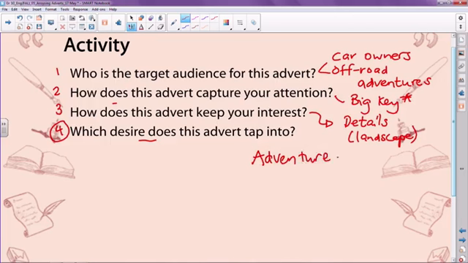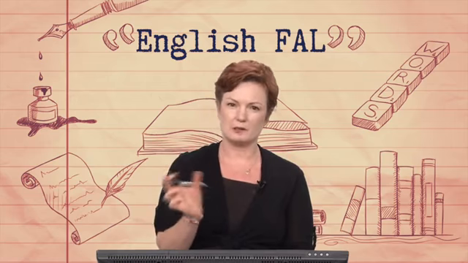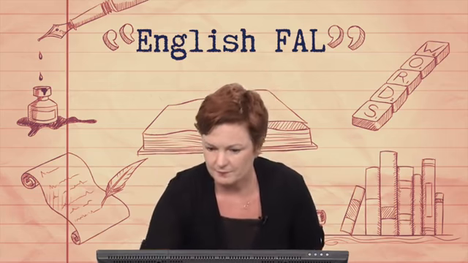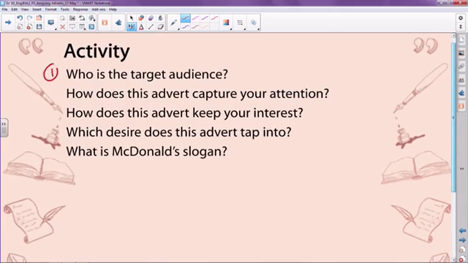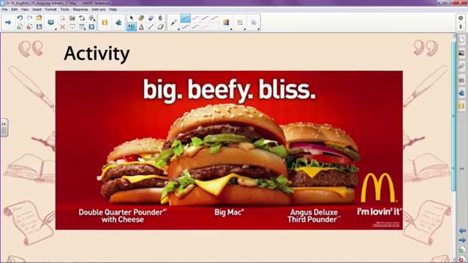Okay. So let's have a look at the next one. I'm going to do the same questions, image, and then I'll flick back between them. So next one. These are the questions. 1. Who is the target audience? 2. Same question. How does this advert capture your attention? 3. How does the advert keep your interest? 4. Which desire does this advert tap into? And then 5, because this is a McDonald's ad, what is McDonald's slogan? And here we have the advert. Okay, so I'm going to give you 2 minutes to do the same exercise.